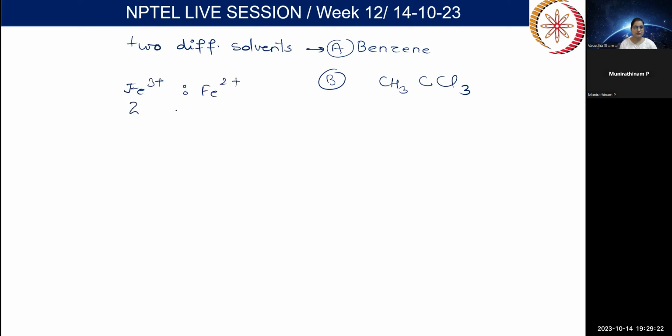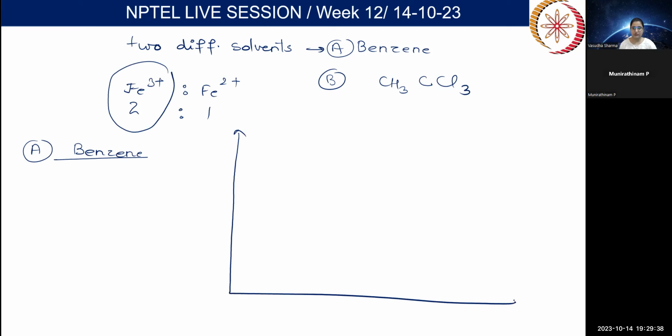It should be a ratio of 2:1. That means whatever signals we are going to get for iron 3+, it should have twice the intensity compared to the iron 2+. So first case we are taking for when it is stabilized in benzene solvent. So how is your transmittance going to look? We have transmittance here, and this is your velocity, mm/second.